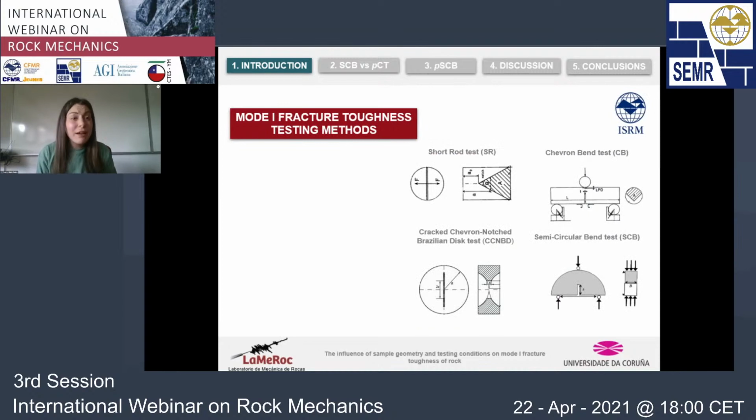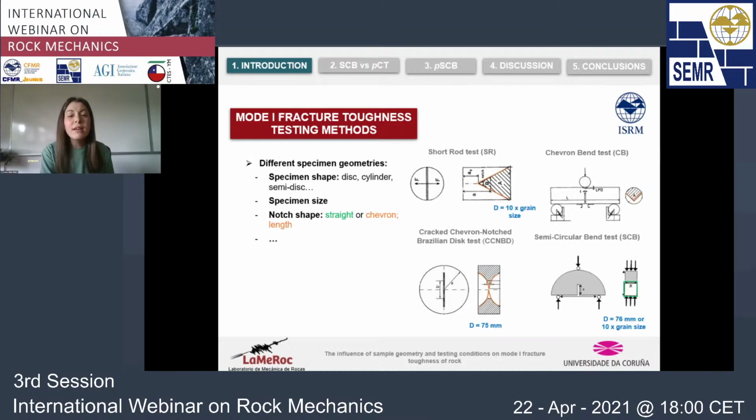In the literature, we can find many methods to measure this property in rock. So here I'm just showing you 4 of them. In fact, these are the 4 suggested methods of the International Society for Rock Mechanics. And I'm not going to give you many details about each one of them, but I would like you to focus on a few features. The first one is that just taking a glance at these methods, we can see that the geometry of the specimen is different from one method to the other.